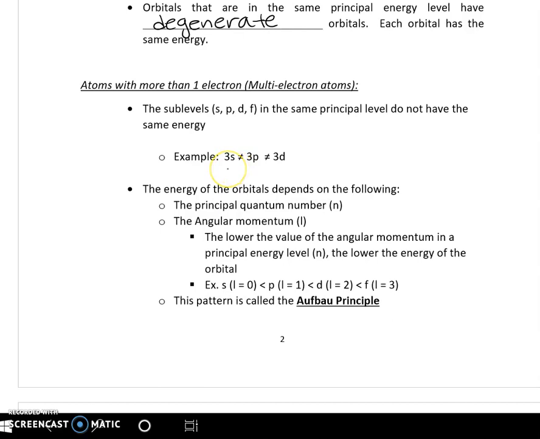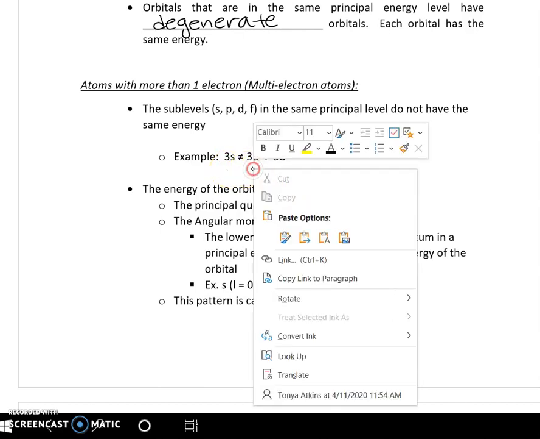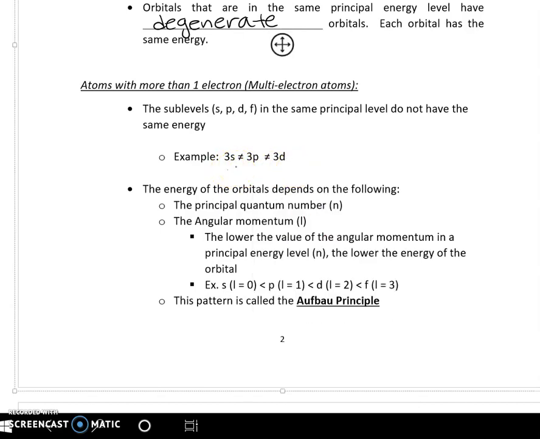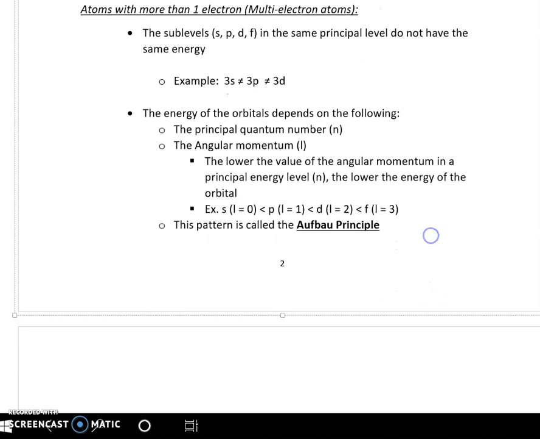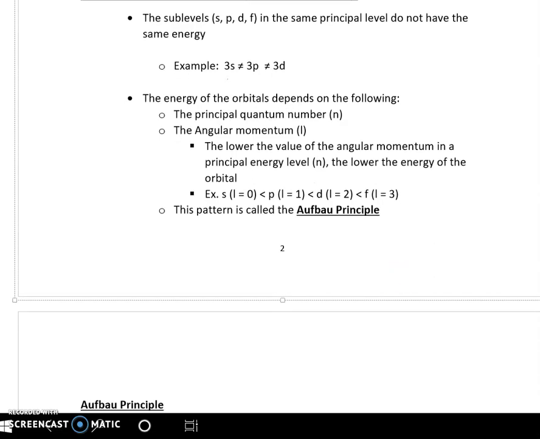So our 3s is not going to have the same energy as the p, which will not have the same energy as the d. Well, what are we going to look at? What determines that? Well, first is going to be our principal quantum number n. So it depends on the energy of our orbital. It also depends on the angular momentum L. And the lower the L within a principal level, the lower the energy of our orbital.